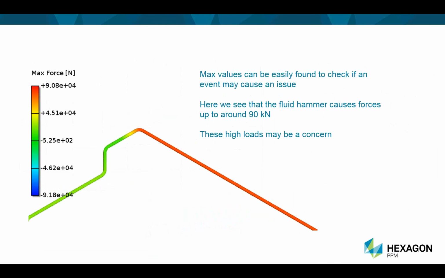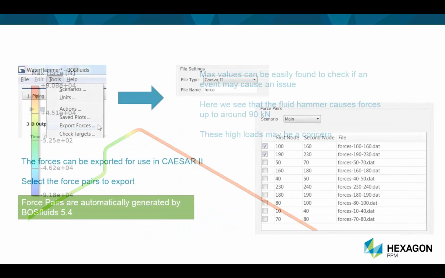And there's also the option in BOSfluids to quickly and easily view the maximum value at any point throughout the transient event to make a quick check to see if this event may cause an issue. So here we can see that the fluid hammer event has caused forces up to around 90 kilonewtons, and these high loads may be a concern. We can find out if they are a concern because we can take them to CAESAR II.